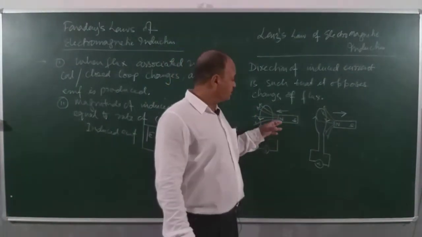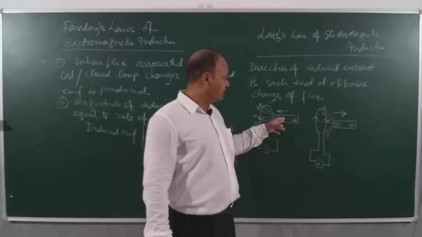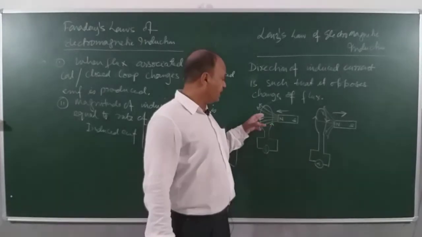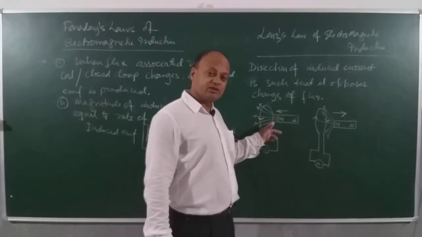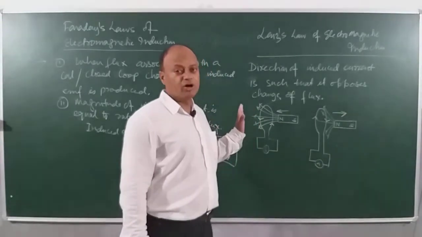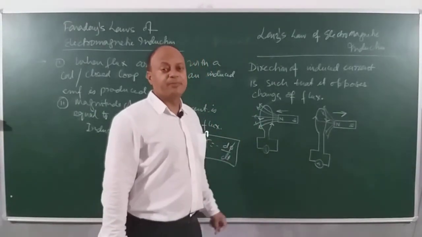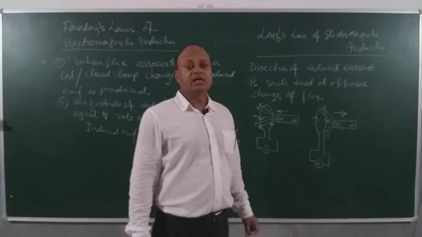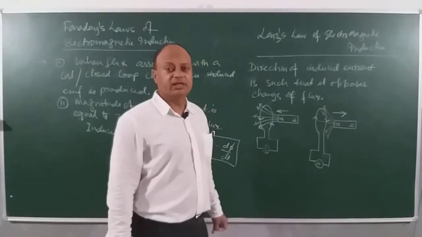So, suppose the magnet is stationary, not moving, and I move the coil towards it, the direction will be the same. If I move the coil away, the current will be opposite. So, you should be able to predict the direction of current whenever it is given to you. Okay, let us see this.